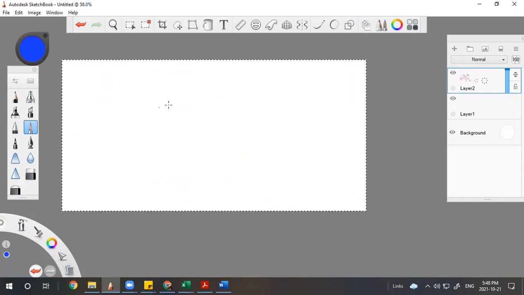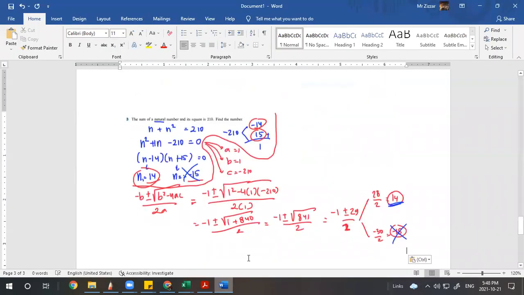Okay, that's for the simple word problems. We have to deal with the other word problems.